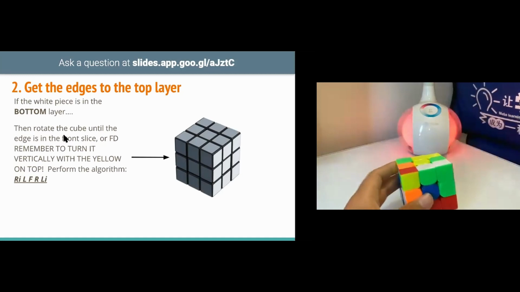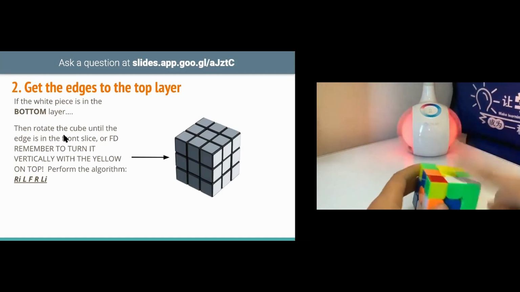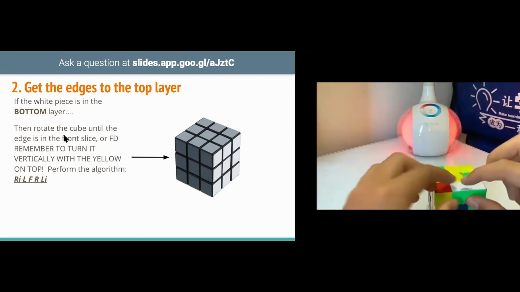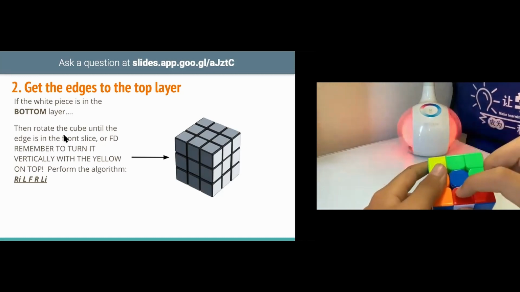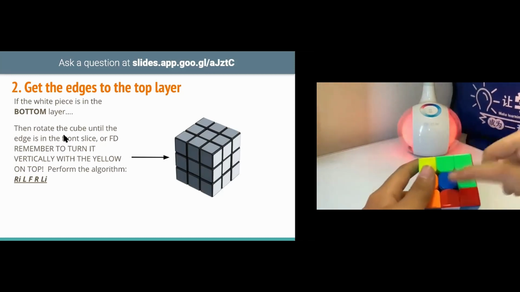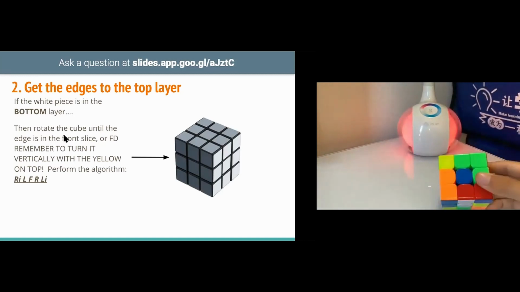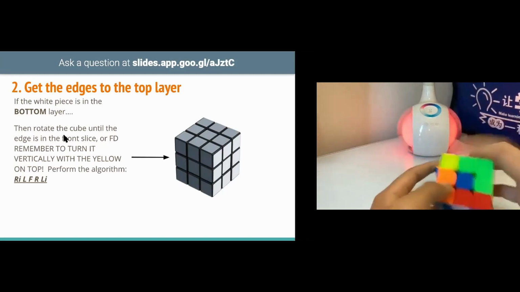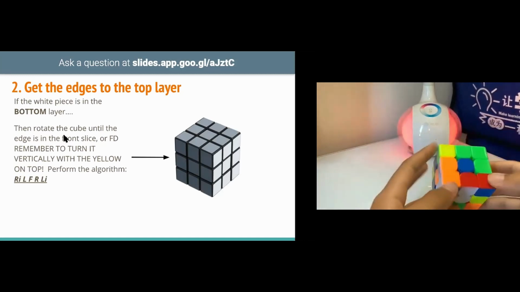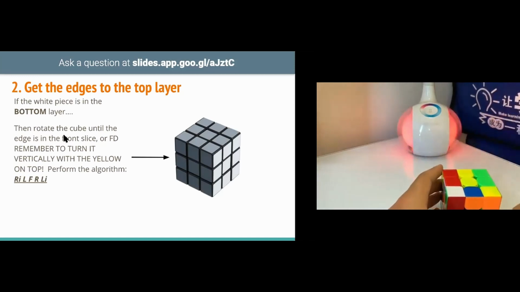And so this brings up the point: do not think of the cube as faces, like stickers, but think of it as cubes. Small little 3-dimensional cubes instead of little white plates. So it's very important to think about this edge being in the front, but not the white face being in the front. So once you have that piece that is in the bottom layer in the front slice, now you're going to perform this algorithm: R, L, F, R, L prime. And that will bring that edge to the top layer over here.